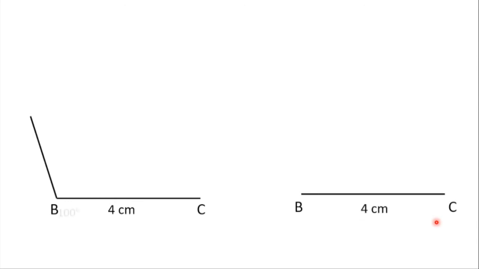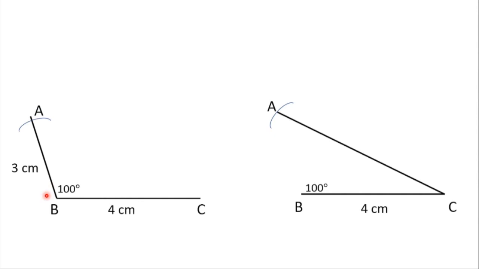So let us construct these triangles in order to understand this. So base BC is 4 centimeter in both the cases. Here angle B is given as 100 degrees. Here also angle B is 100 degrees, friends. So with B as center, with 3 centimeters as radius, let us cut this ray in order to get the point A. But here let us draw an arc with C as center and 7 centimeters as radius. Let us cut this ray in order to get the point A.